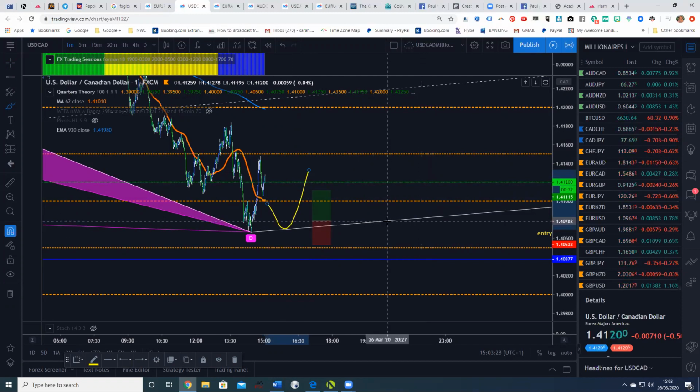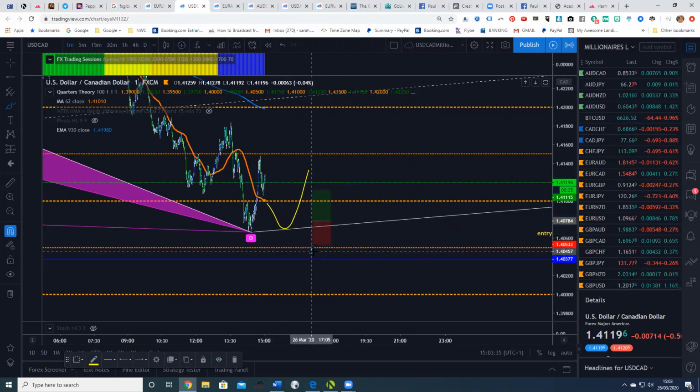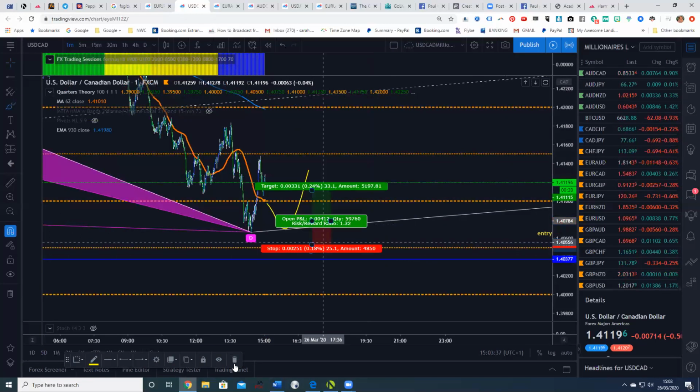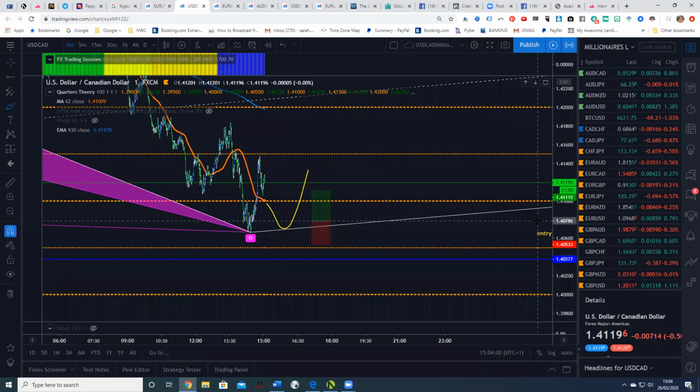Entry for me would be around about, ideally like that, stop loss below that quarter theory. And I'm very, very mindful of how wild the markets can be at the moment. And I haven't looked at news as well for this afternoon on Forex Factory. So that's saying the entry's there off that D point. So that's got it lower than I would like it. I would move my entry to about 1.40785.